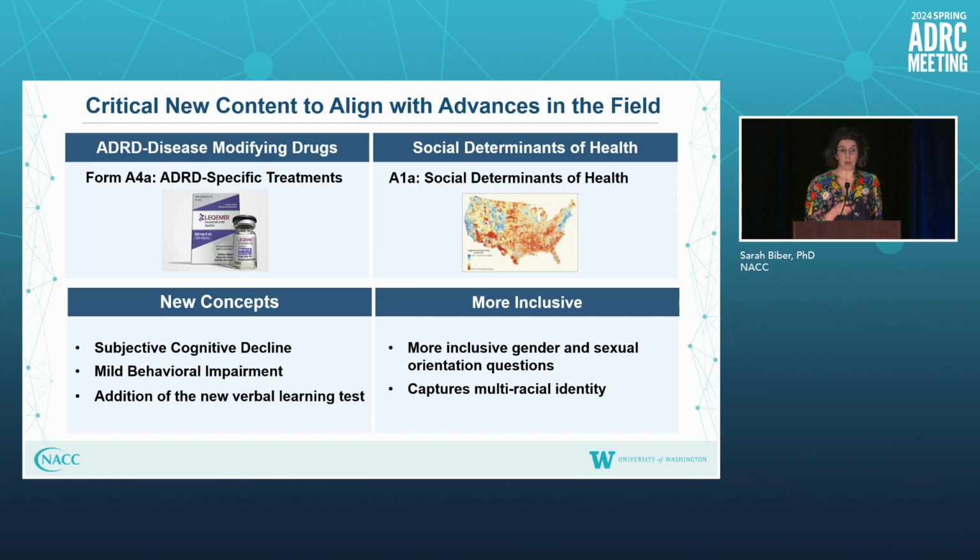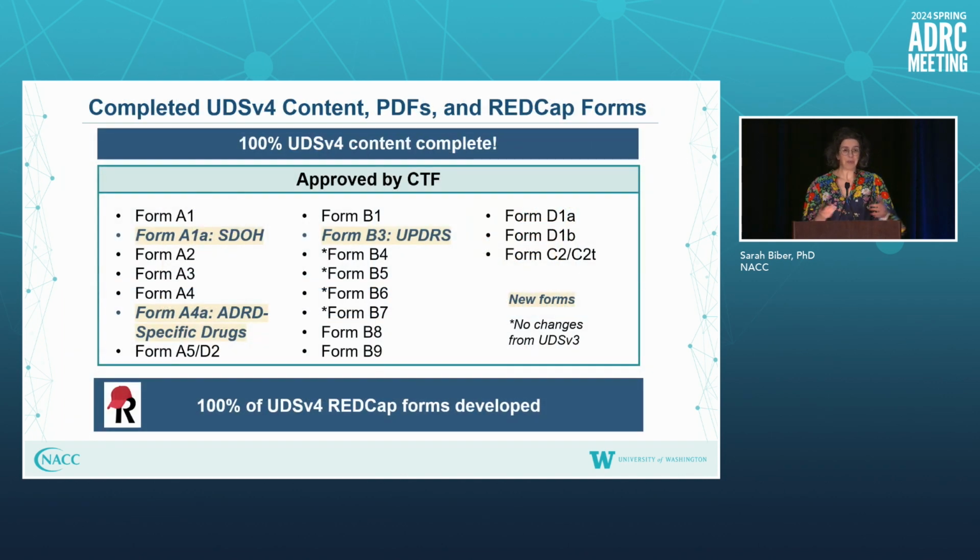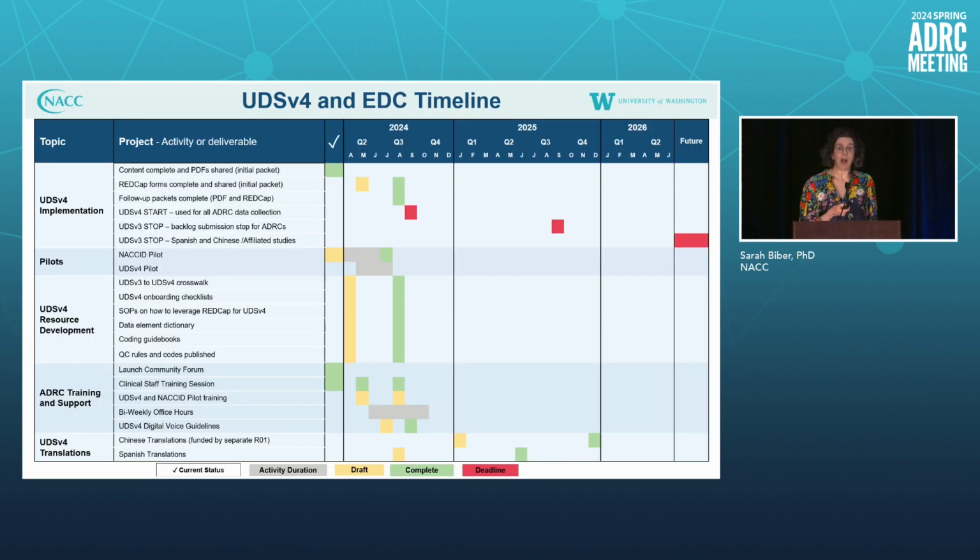And we've leveraged their expertise and worked together to make some critical new updates to UDS v4. That includes incorporating disease-modifying drugs, a new mandatory form focused on social determinants of health, introducing new concepts like subjective cognitive decline and mild behavioral impairment, as well as adding things like new verbal learning tests. And we've also made changes to UDS v4 to make it more inclusive. As I mentioned yesterday, 100% of the content is now complete and 100% of the REDCap forms are now developed. I want to walk through this timeline that Cerise shared yesterday in a little bit more detail. I hope I can see it from over here.